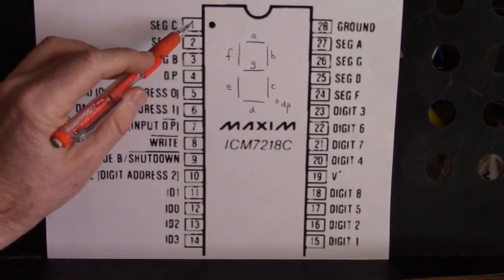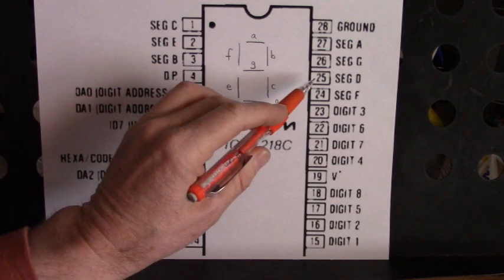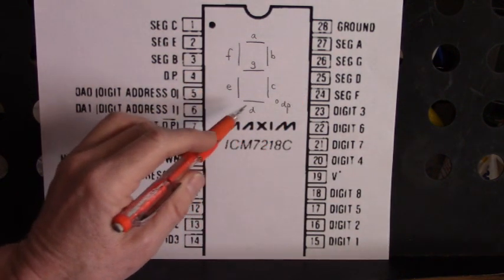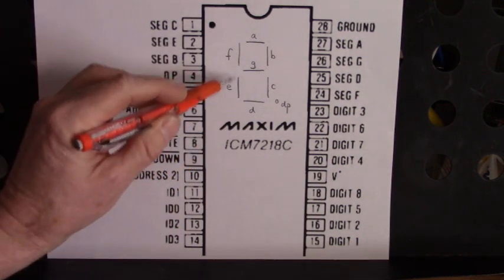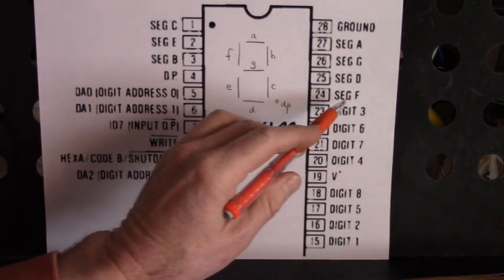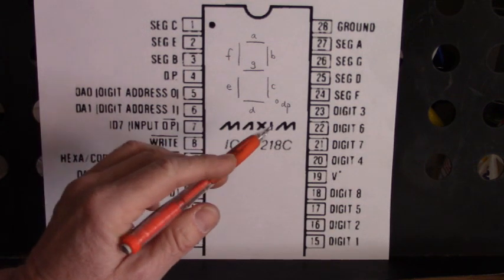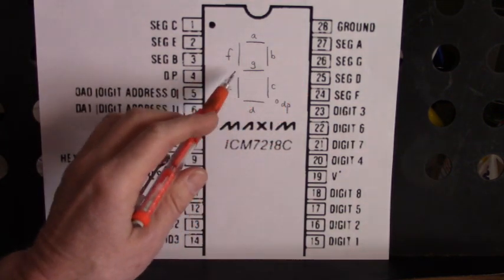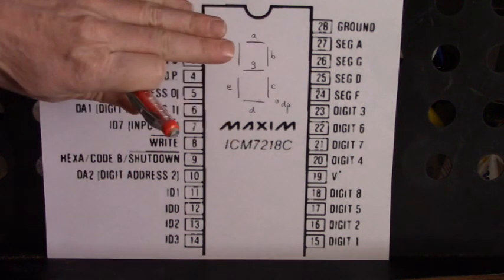On pin 1 is segment C. On 25 is segment D. On pin 2 is segment E. 24 is segment F. Where's the last one? 26, segment G. So the segments of all 8 characters are parallel.